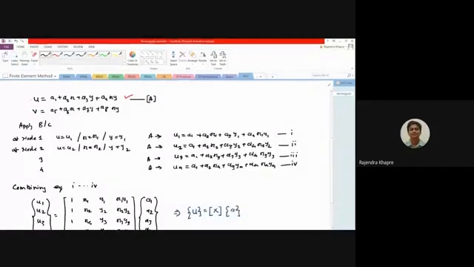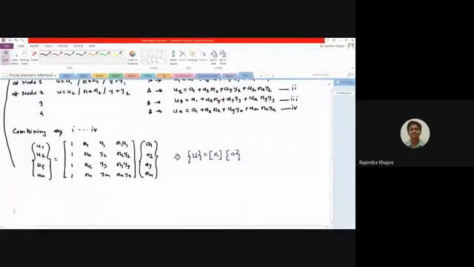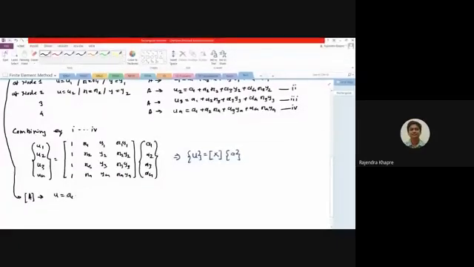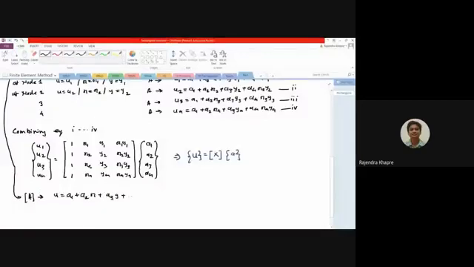Let me write down this expression a at the bottom one more time. My expression a was something like u equals a1 plus a2 into x plus a3 into y plus a4 into x and y. Okay, so this is x and y.